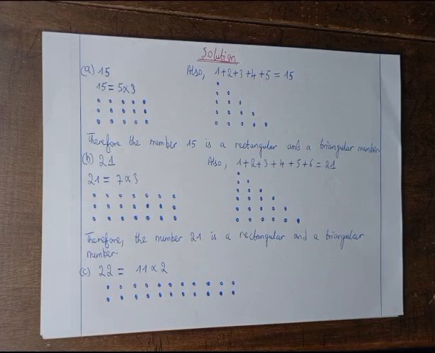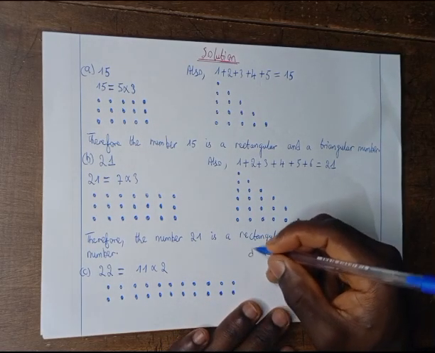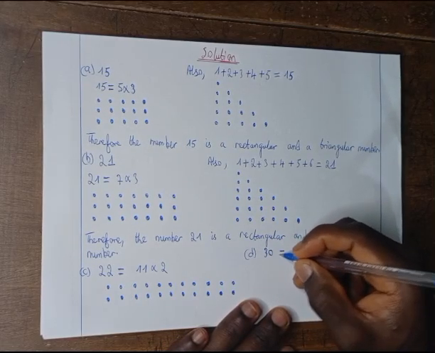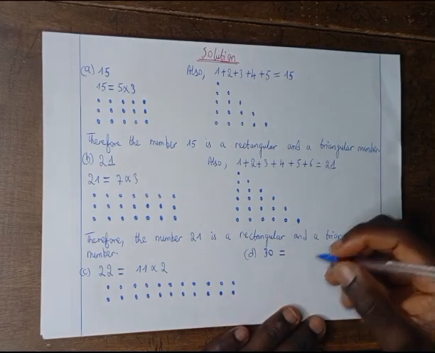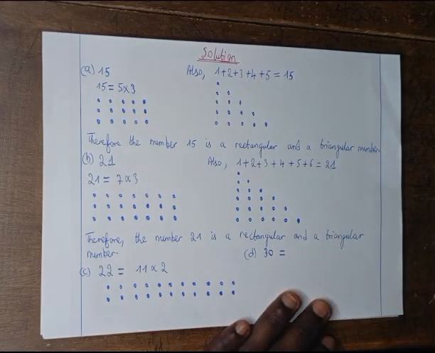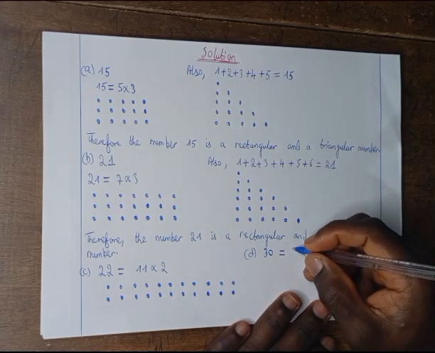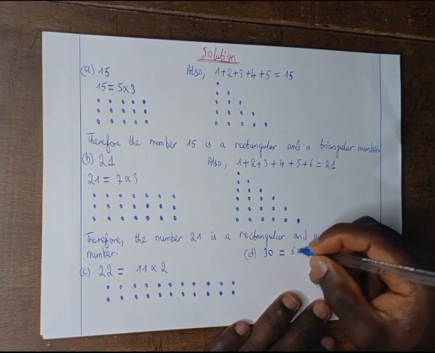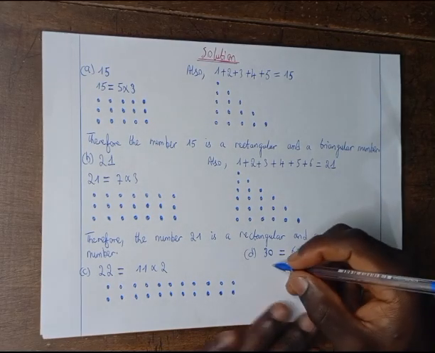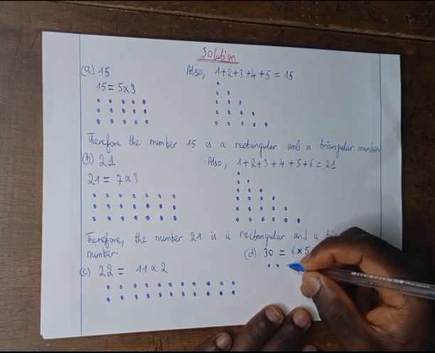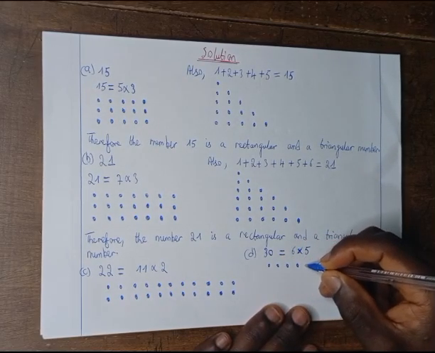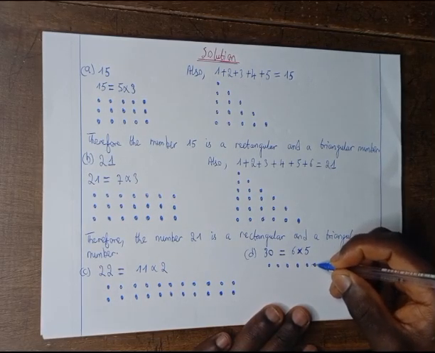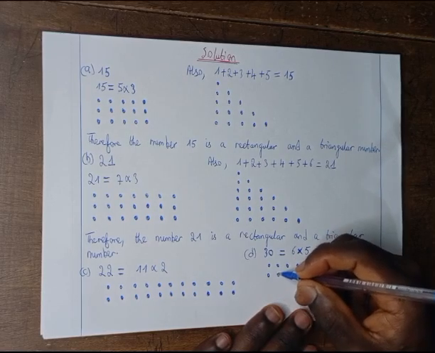We go now to D. For D, we have the number 30. 30 can be expressed as, write down 30 as 6 times 5, which is rectangular, something as such. It means the line has 6 dots and the width has 5 dots.